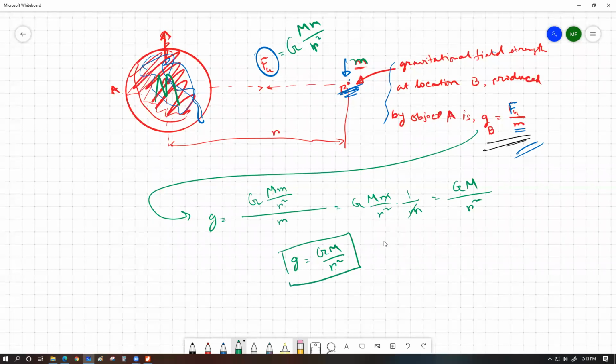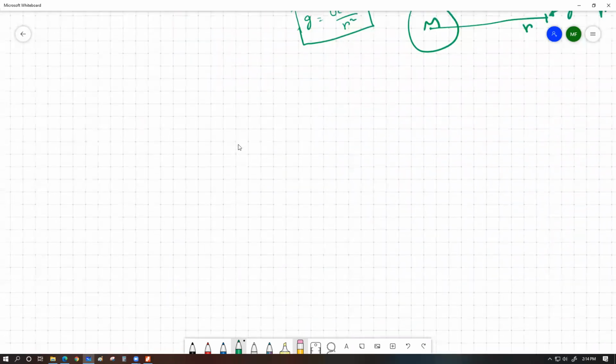That's a generic expression for gravitational field strength for any object. So the way we should understand or remember this formula is that if we have an object that has a mass of capital M, the gravitational field strength at a distance of r from the center of this object, in any direction, doesn't matter, is given by g equals GM by r squared. That is the generic formula for gravitational field strength for our case. That's another important thing.